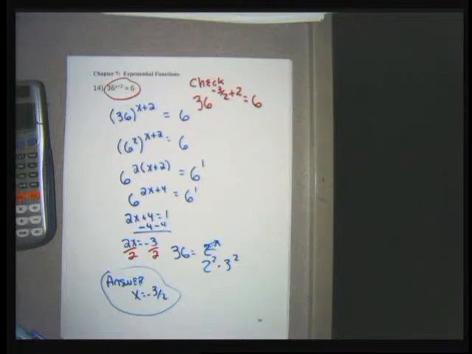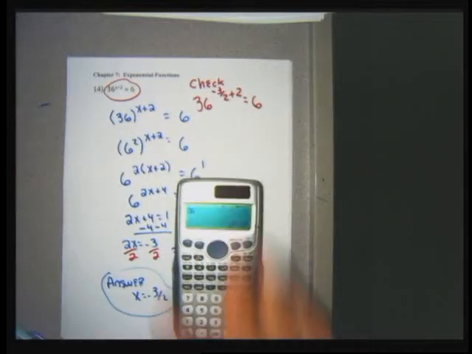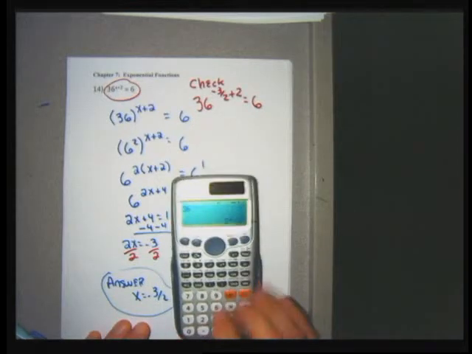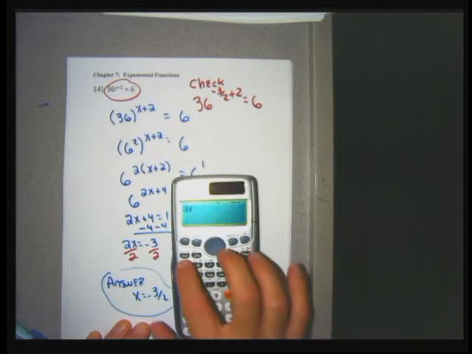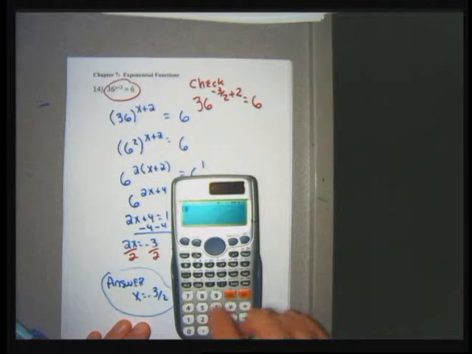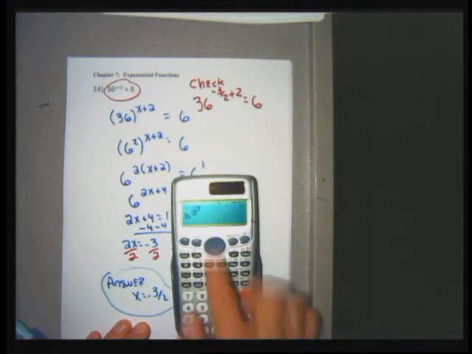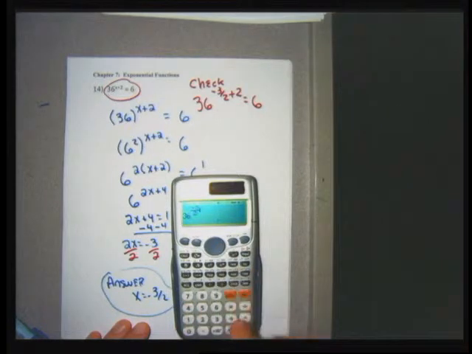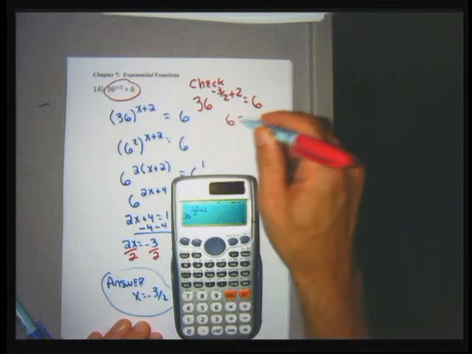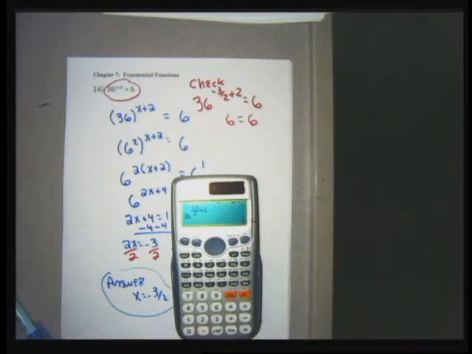I go to the original problem, I plug the answer in for x that I think is the answer, and then I check. So let me do the left side. So 36 exponent fraction negative 3/2 plus 2. Looks enough like the original problem that whatever my calculator gives me, it better be 6. If it's not, I've made a mistake. And since it is 6, I didn't make a mistake and I did it right.